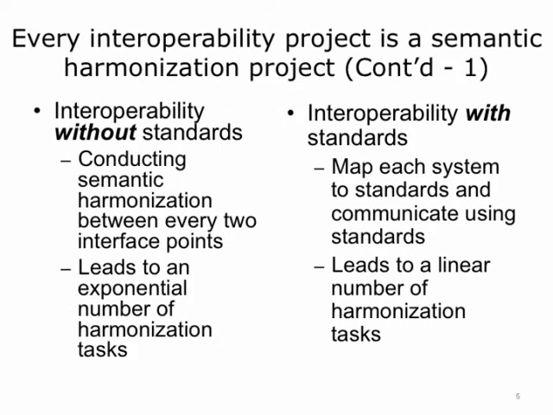Interoperability without standards means you have to conduct semantic harmonization between every two interface points. This leads to an exponential number of harmonization tasks. But if you do interoperability with standards, you map each system to standards, and then your communication is using standards. So this leads to a linear number of harmonization tasks. And so at scale, it's only growing linearly. For more information, please see Unit 4.